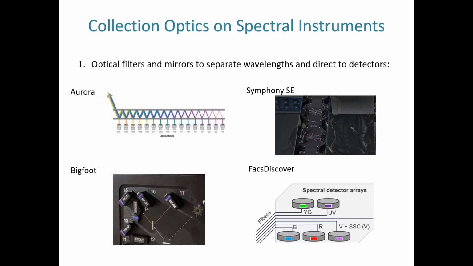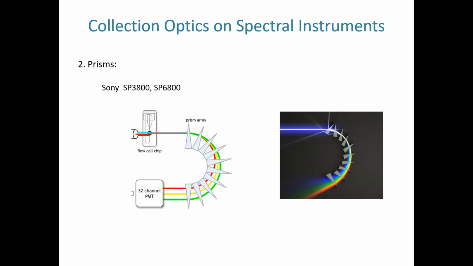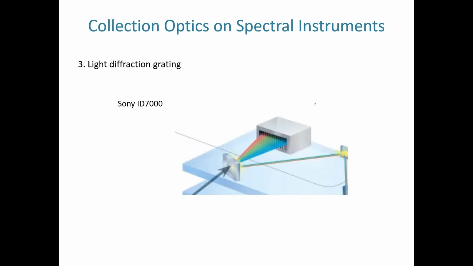There are several kinds of collection optics on the spectral instruments. On many of the instruments, the same dichroics and bandpass filters or mirrors we find on the conventional cytometers are used. Here we see the Aurora with its boulevard of mirrors and filters. The Symphony, Bigfoot, and FACSDiscover all use dichroics and bandpasses in different configurations, large or small. A couple of the Sony spectral cytometers use a series of prisms to separate out the wavelengths and direct them towards the light detectors. And the Sony ID7000 uses a light diffraction grating to separate the wavelengths.